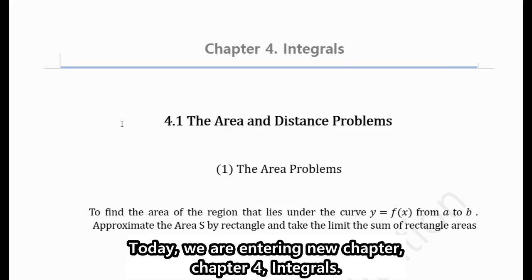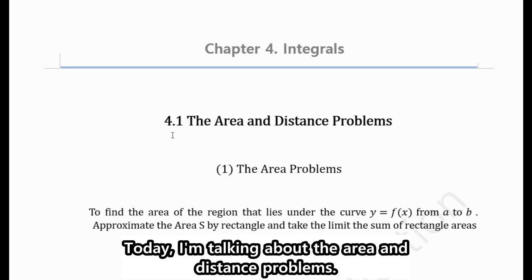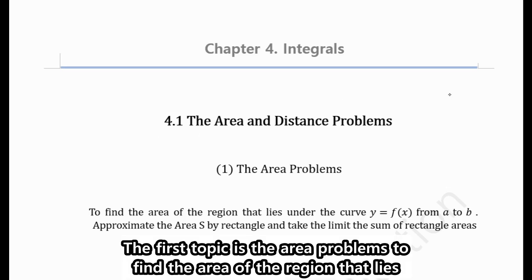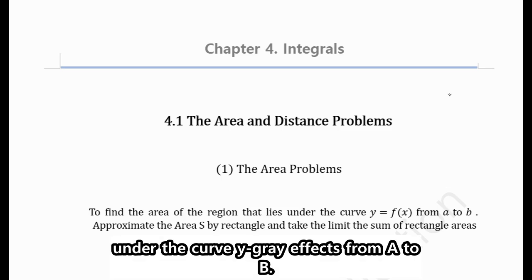Today we are entering a new chapter, chapter 4, integrals. Today I'm talking about the area and distance problems. The first topic is the area problem: to find the area of the region that lies under the curve y equals f(x) from a to b.